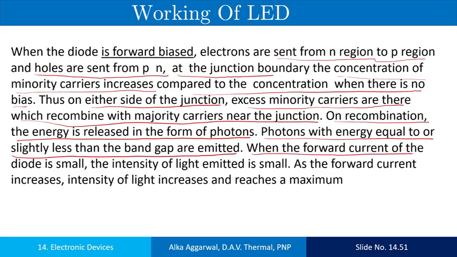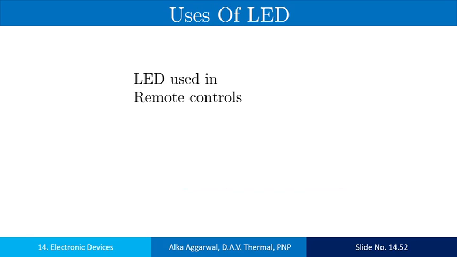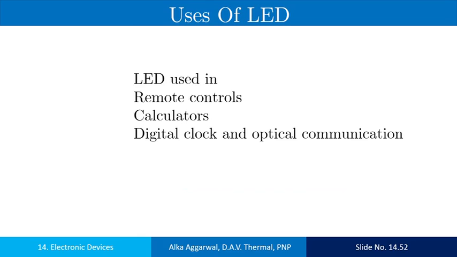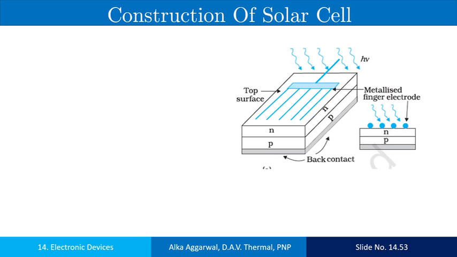When the forward current of the diode is small, the intensity of light is also small. As the forward current increases, the intensity of light increases and reaches a maximum value. LED is used in remote controls, calculators, digital clocks and optical communication.